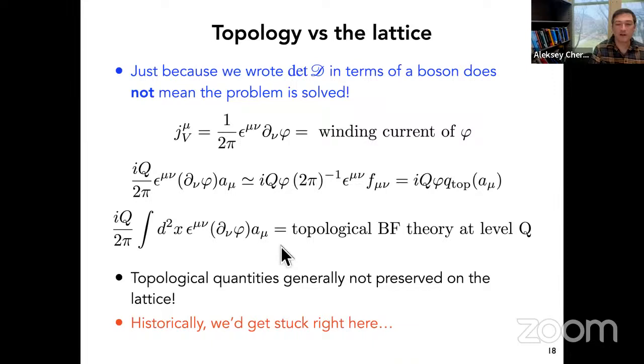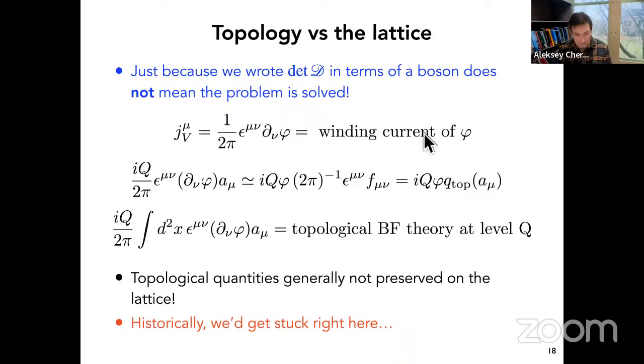Okay, and before continuing, I want to emphasize that just because we've written the determinant in terms of a boson, it doesn't mean that we've solved the problem. You might think you've heard of fermion doubling problems and difficulties with chiral fermions. You've probably never heard of a boson doubling problem. But the problem is not solved just because we've introduced a new variable, at least not in any particularly trivial way. One way to see that there are going to be subtleties is the vector current, as I said a minute ago, maps to the winding current for the scalar. But you know, winding is a topological thing in the continuum. On the lattice, like I said before, topological things are often not quantized properly, so that's going to be a potential problem.